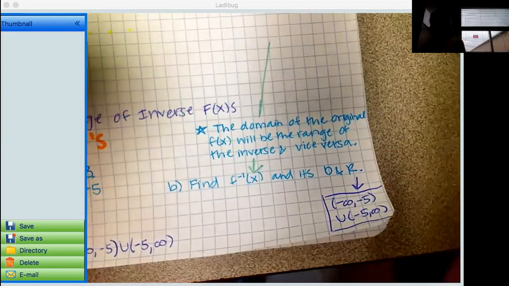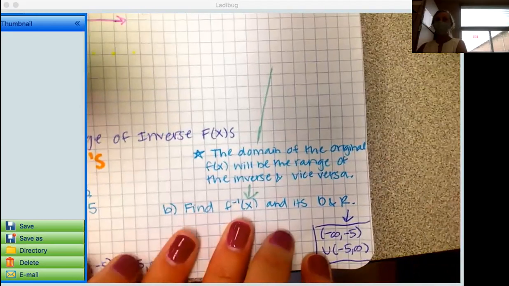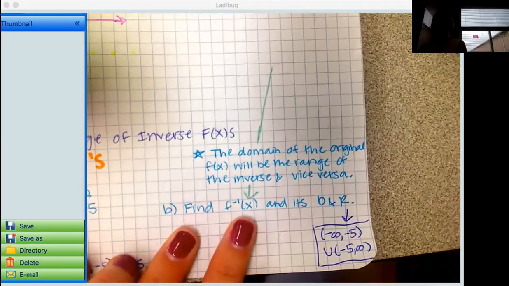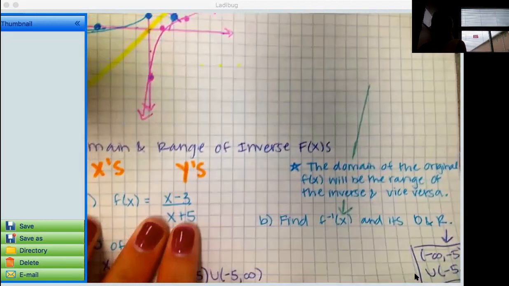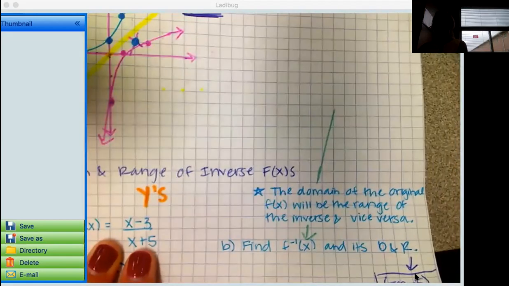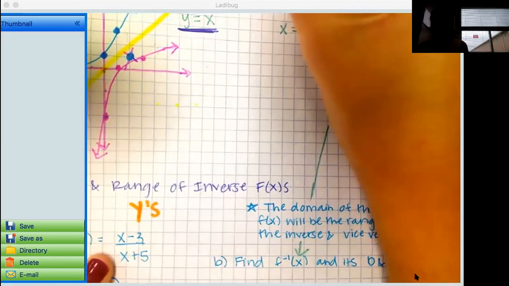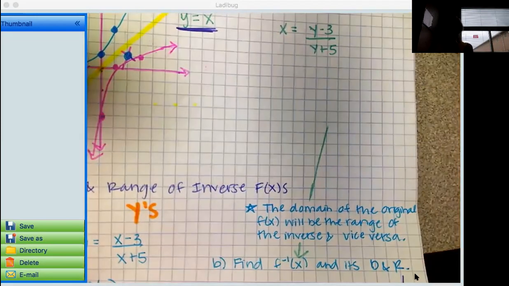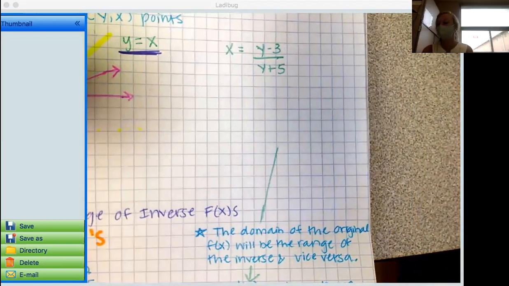Okay? All right. What did they want us to do for B? Find, no. What do they want you to do first? Reading is hard. Find the inverse, f inverse of x, right? So how do I find the inverse of this function? Switch x and y. So this is going to be x equals y minus 3 over y plus 5. A lot of us needed help with this one on the homework. Right? No shame in that. That's okay. It's a little weird.